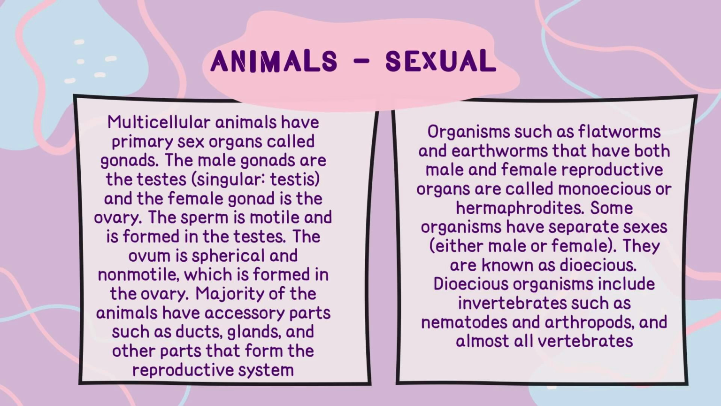The ovum is spherical and non-motile, which is formed in the ovary. Majority of the animals have accessory parts such as ducts, glands, and other parts that form the reproductive system. Yung ovum, yung ova, o yung egg cell ng babae, ay nanggagaling of course o pinoproduce ng ating tinatawag na ovary. At yung ovary na yon o yung iba-ibang parte ng iyong reproductive system, lahat sila ay importante. Okay po. So, lahat ng animals ay meron na ganyan. Or lahat ng uri ng animals o kauri mo.